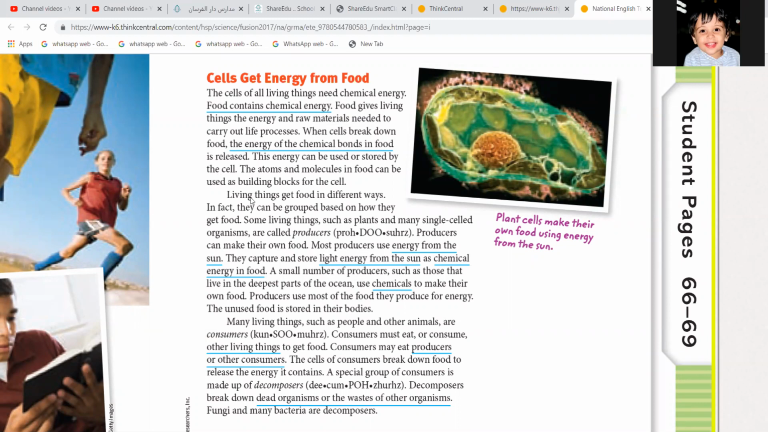And this energy can be used, or the cell can store it. For example, she's asking me how they can perform some function for a longer time? Because they store the energy. So what will you say? First of all, food is broken down. The chemical energy is released. The cell takes this energy and stores it or uses it for the life processes.